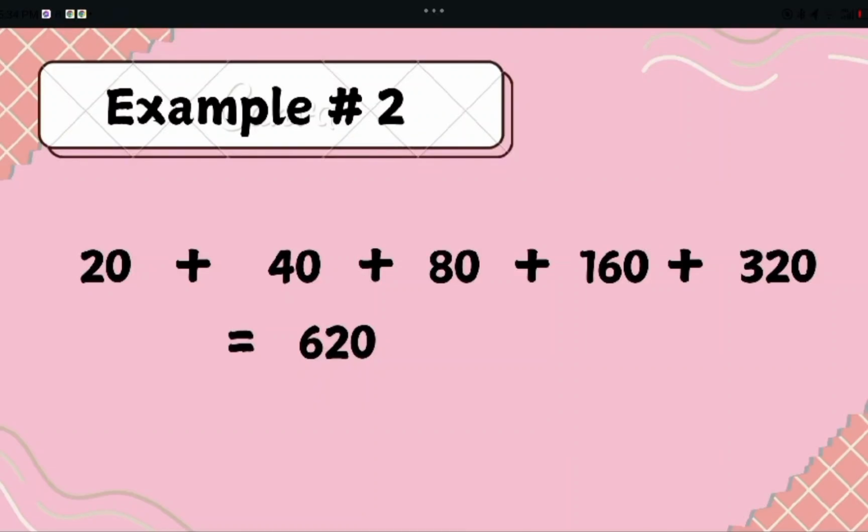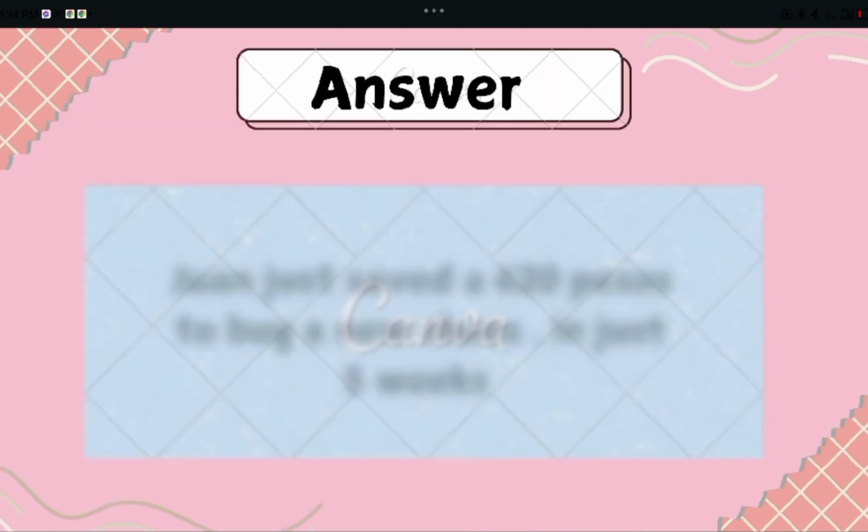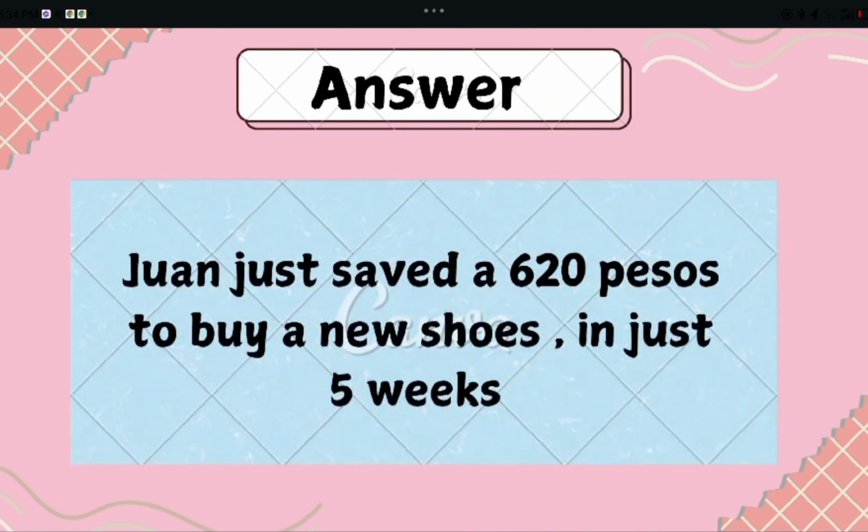160 plus 320 is equal to 620 pesos in total. So one just saved 620 pesos to buy new shoes in just 5 weeks.